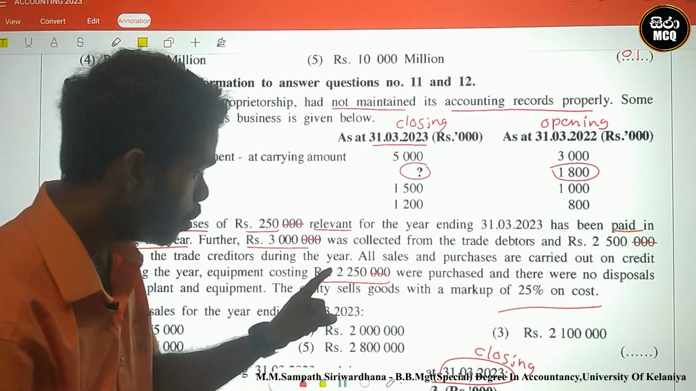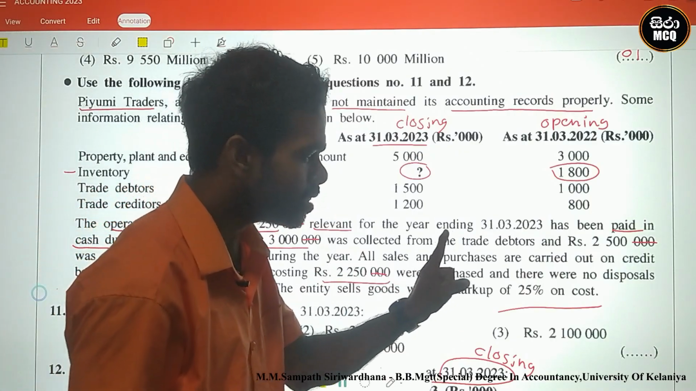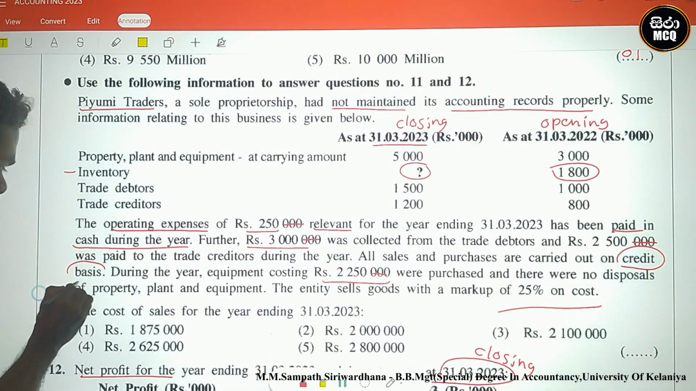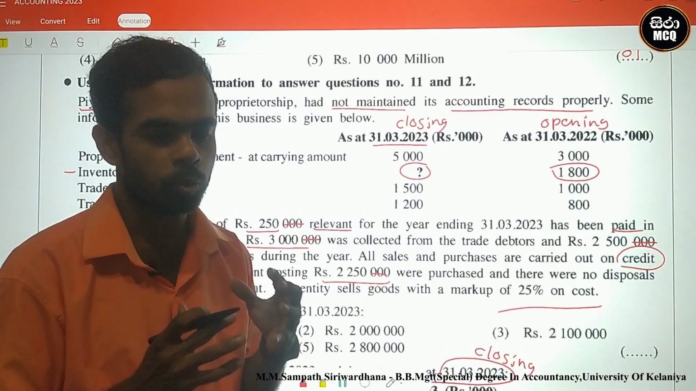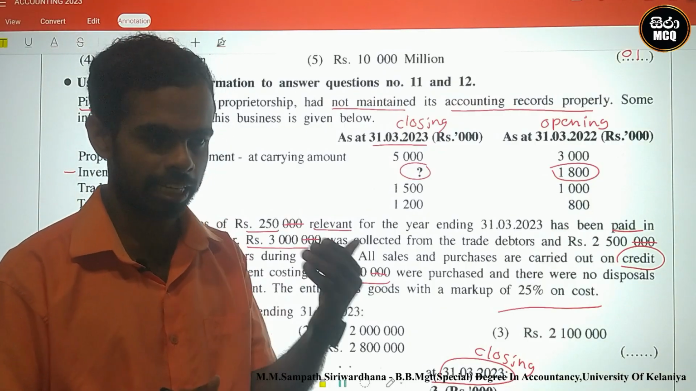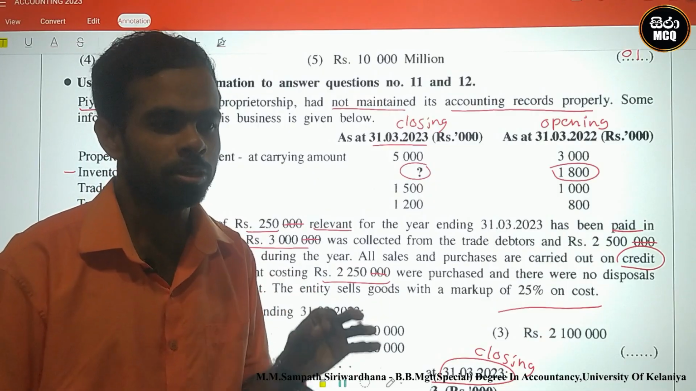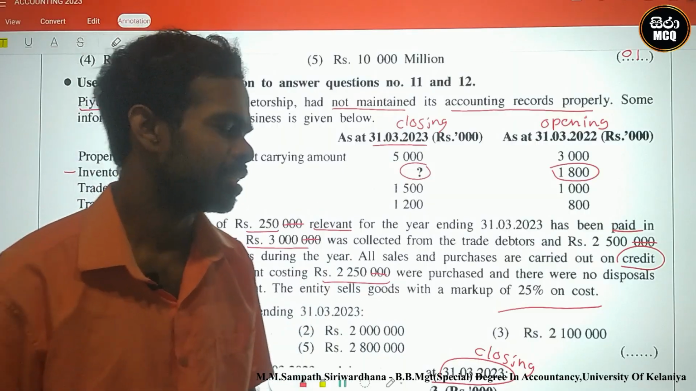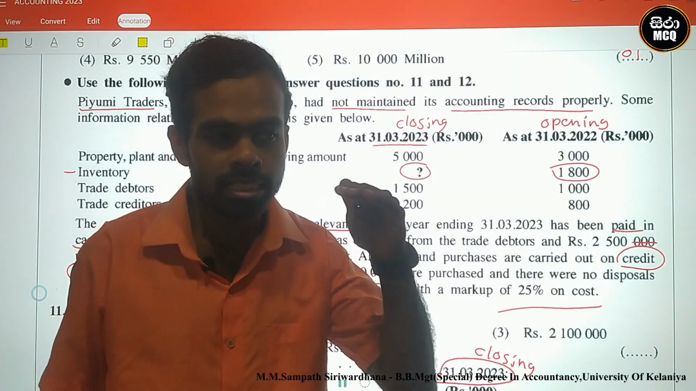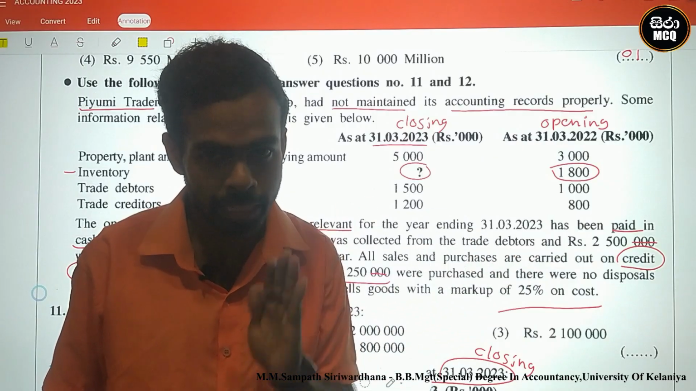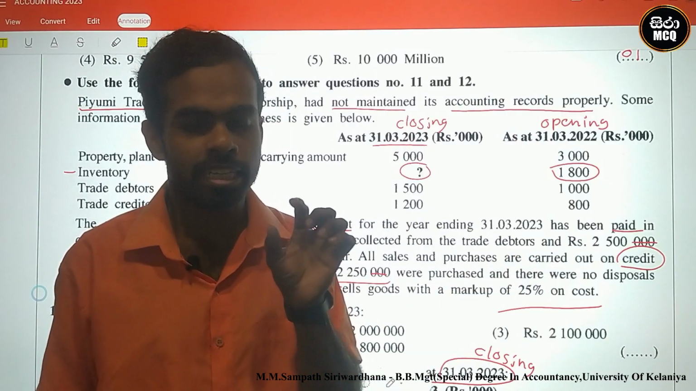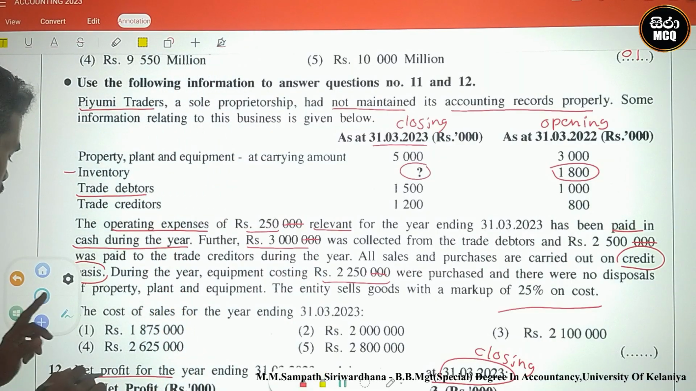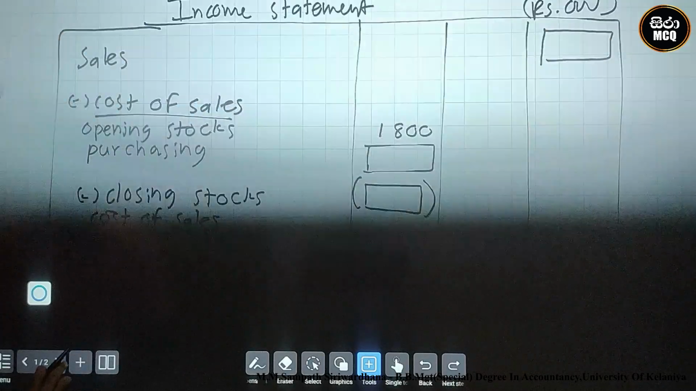They said that all sales and purchases are carried out on credit basis. Therefore, you can imagine that all sales are on credit basis. These are credit sales. We must identify the credit sales. What is the double entry? Credit sales: sales credit, trade debtors debit. Therefore, trade debtors are there, and we can find it using this.